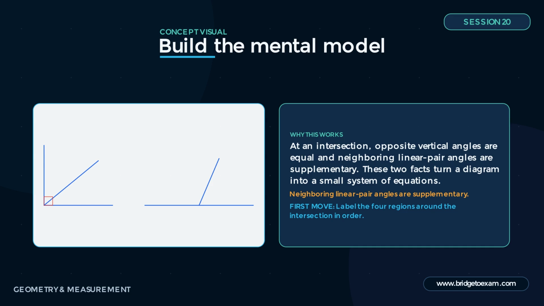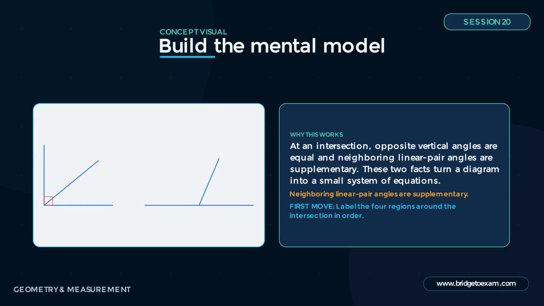At an intersection, opposite vertical angles are equal and neighboring linear pair angles are supplementary. These two facts turn a diagram into a small system of equations. Trust markings and stated relationships, not visual appearance. Diagrams are communication tools, but they are not guaranteed to be drawn to scale.